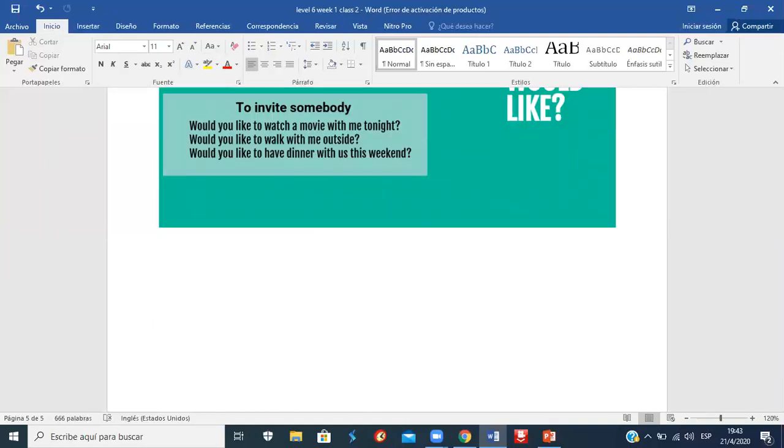Something important that we need to take into consideration is the structure. The structure of "would like" always is going to be subject, would like, and the verb. Okay, and something important is the "to" that is going to be here. For example, she would like to play soccer. This is when we refer to the affirmative structure.